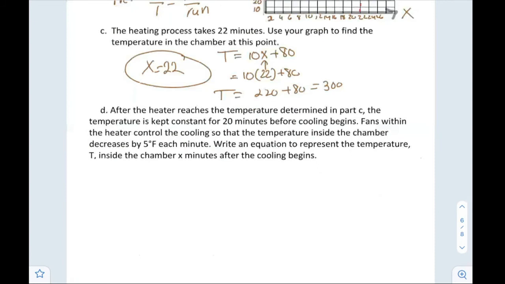After the heater reaches the temperature determined in part C, the temperature is kept constant for 20 minutes before cooling begins. Fans within the heater control the cooling so that the temperature inside the chamber decreases by 5 degrees Fahrenheit.